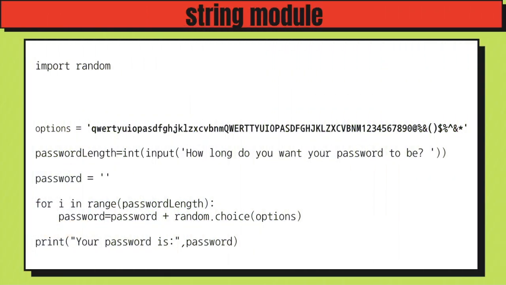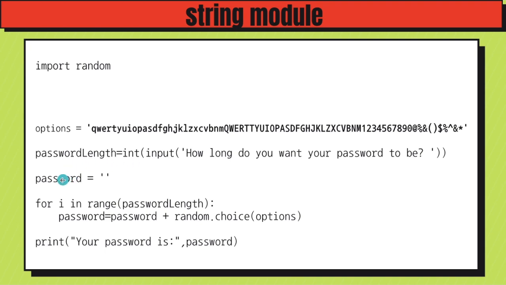In this program, we are creating a random password generator without using the string module. So here we create this variable called options, and we actually add all of the letters, lowercase, uppercase, numbers, and punctuations in here ourselves. Then we ask the user how long they want the password to be. Obviously, it has to be an integer.